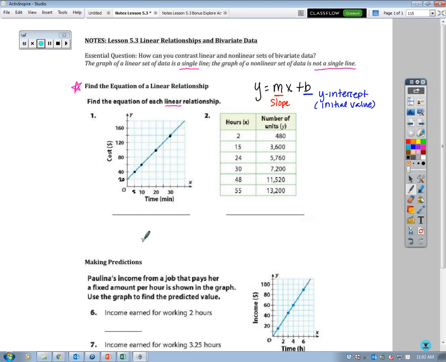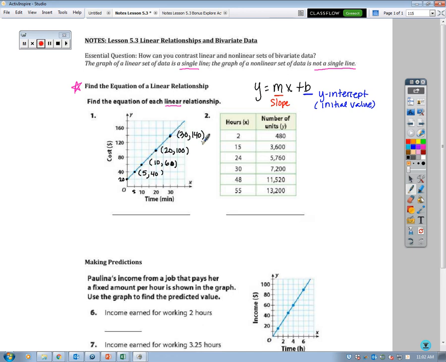So let's go ahead and determine our points here, our x and y values. This point is x is 5, y is 40. This point is x is 10, y is 60. This one here, x is 20, y is 100. And this last one here, x is 30, y is 140.